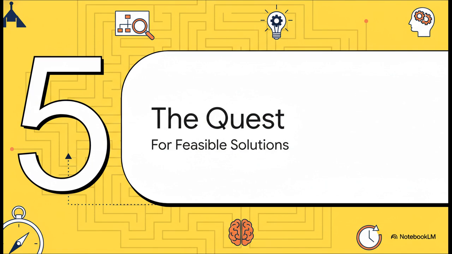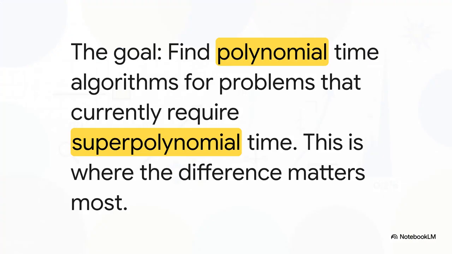It leaves us on a quest for smarter solutions, for clever shortcuts, a quest to find feasible ways to solve the world's hardest problems. And this is the whole game. The holy grail of computer science is to take a problem that seems to require one of those unreasonable, superpolynomial amounts of time and find a clever trick, a smarter algorithm that can solve it in reasonable polynomial time. This is how you turn impossible problems into possible ones.